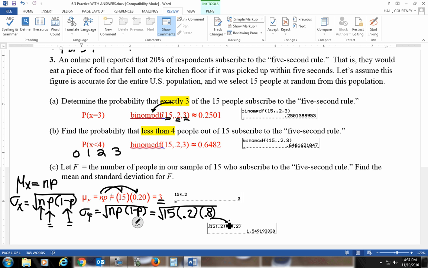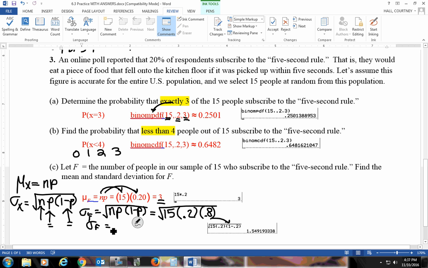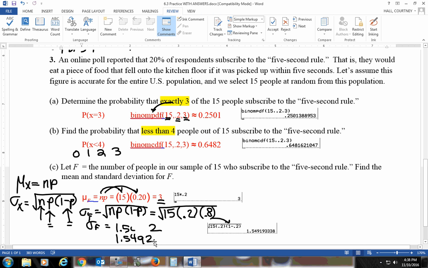If we're sticking with rounding to 4 decimal places, because that's what they pretty much did on the entire worksheet, then the standard deviation of F is 1.5492. Sorry about that. So 1.5492 if we're rounding correctly. Okay? So 1.5492 would represent your standard deviation.